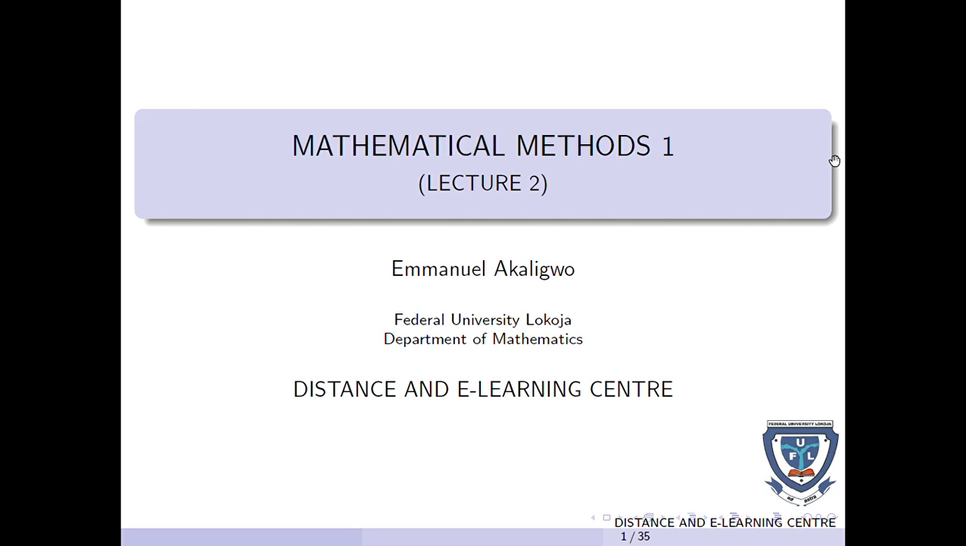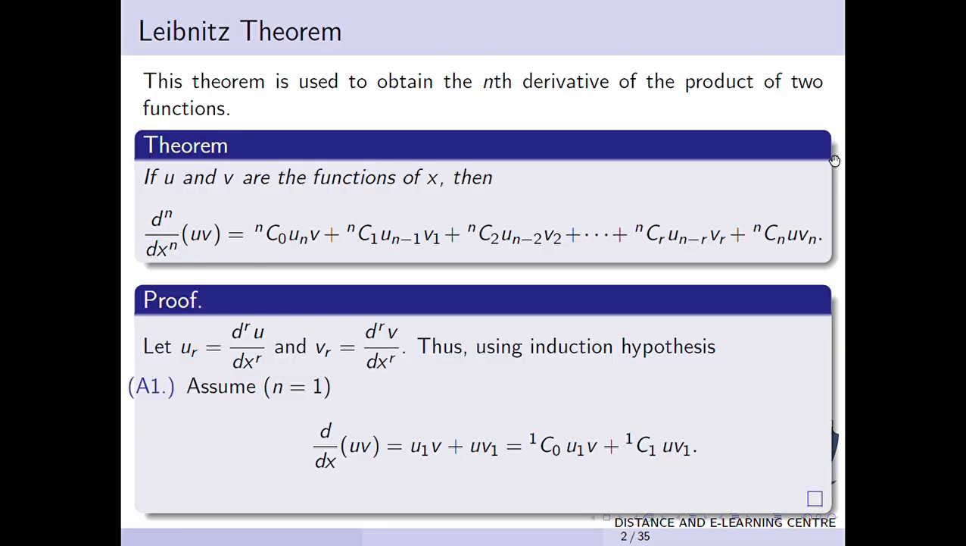We'll be looking at Mathematical Methods 1, the lecture series number 2. Last time we reviewed some differentiation concepts. We also looked at implicit differentiation, parametric differentiation, and successive differentiation. Today we'll be looking at Leibnitz Theorem.